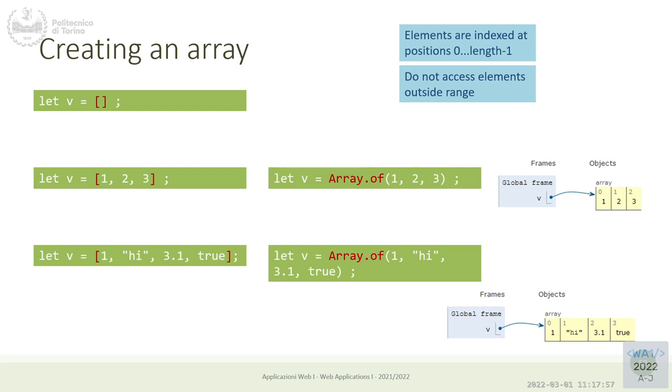The easy part is creating an array, just putting some values in square brackets, values of different types. The array only contains the references to these values, and these values may have different types as any other value of the language. In the JavaScript tutor, we see an example we already saw before. We have the reference that points to the array object, and the array object contains the values.